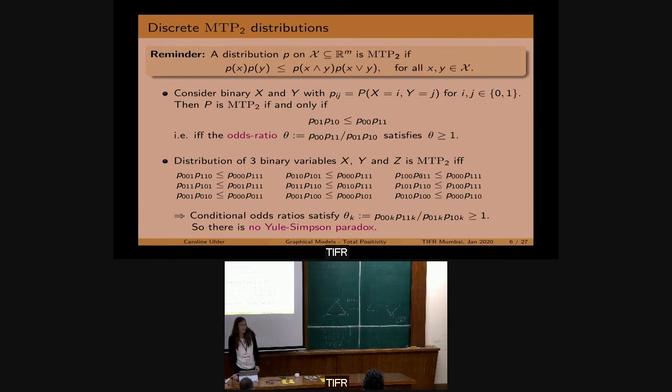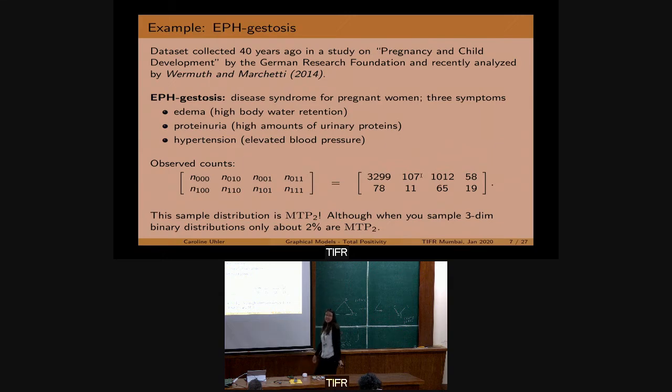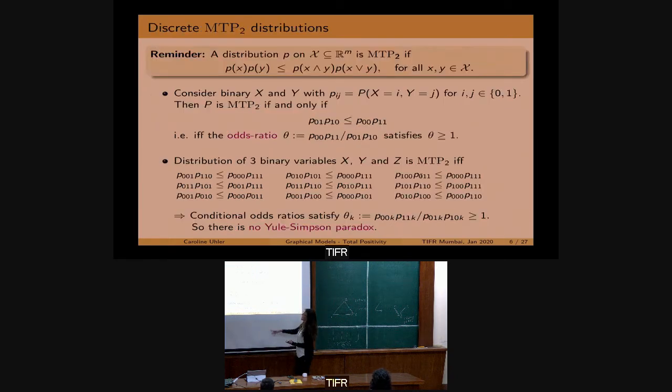So now, why should you still care about using it, maybe, for applications? Well, let me actually give you an example of a real data set where the sample distribution itself is MTP2. Okay, so here is a data set. This is a disease syndrome of pregnant women. Nanny Vermouth was in this group. This is a study that she has looked at. This is the data set that is in there. That's why we looked at it. This is the sample distribution, and you can just check that it actually satisfies all of these constraints.